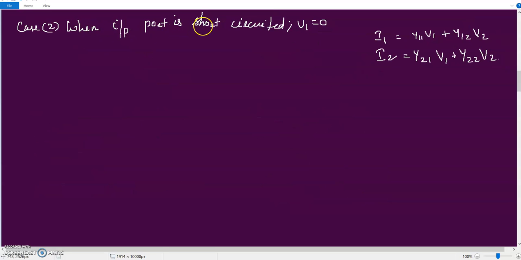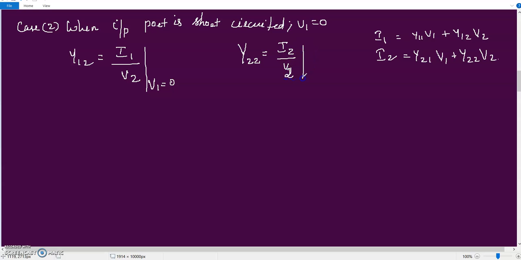Case 2: when the input port is short circuited, or V1 is equal to 0. When V1 is equal to 0, we can find Y12 and Y22. Y12 is equal to I1 divided by V2 at V1 equal to 0, and Y22 is equal to I2 divided by V2 at V1 equal to 0.